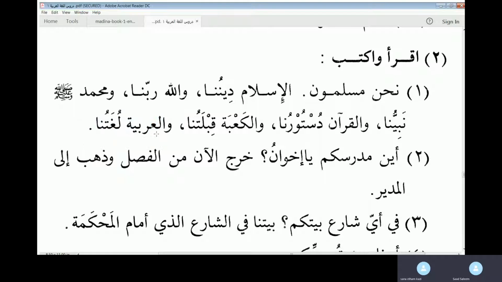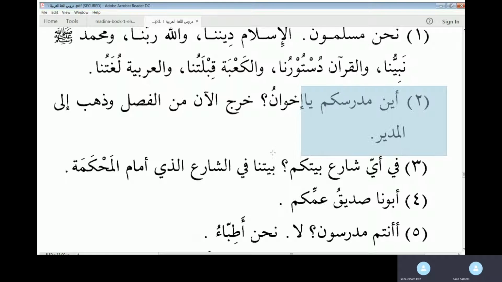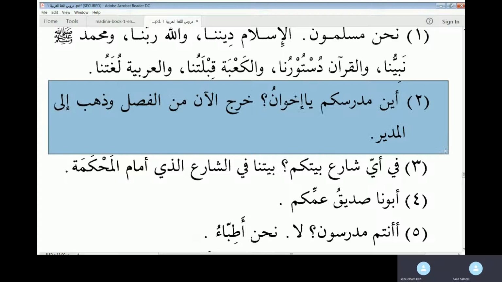Okay. Aina mudarrisukum ya ikhwanu? Where is your teacher, O brothers? He went out from the class just now and went to the headmaster. He went, the teacher, so kharaja al-aan min al-fasl. He went out from the class and went to the headmaster.